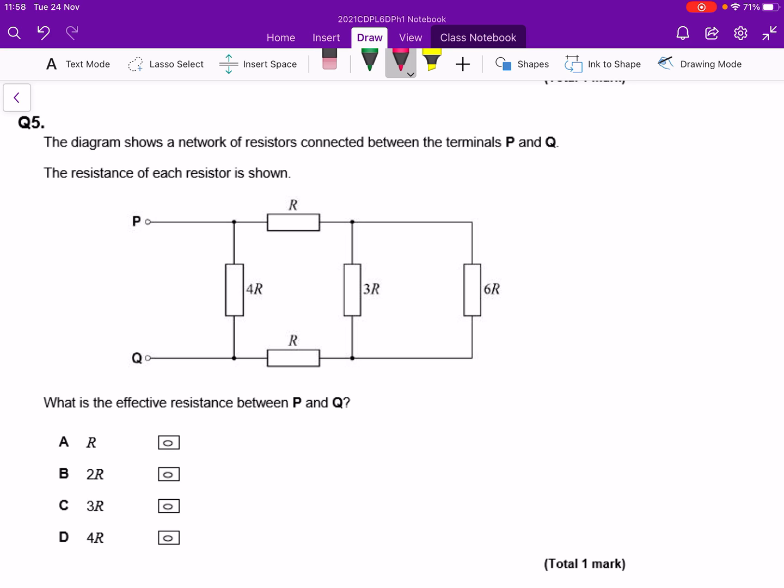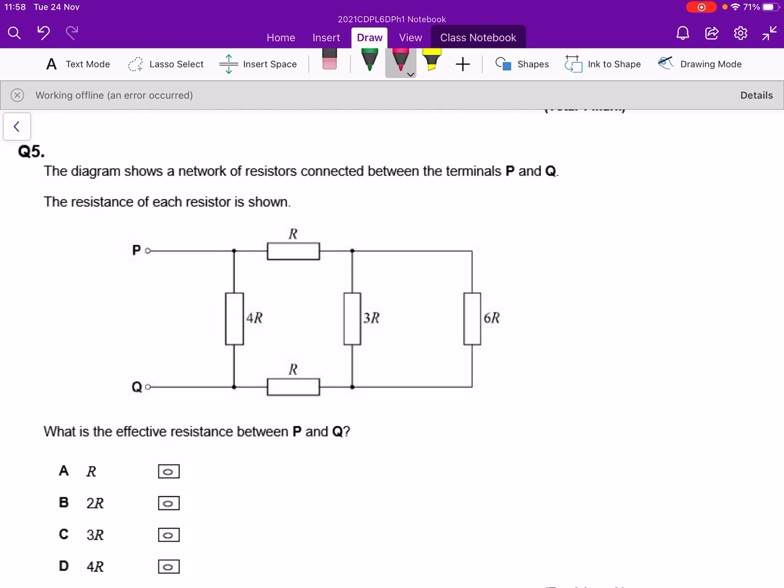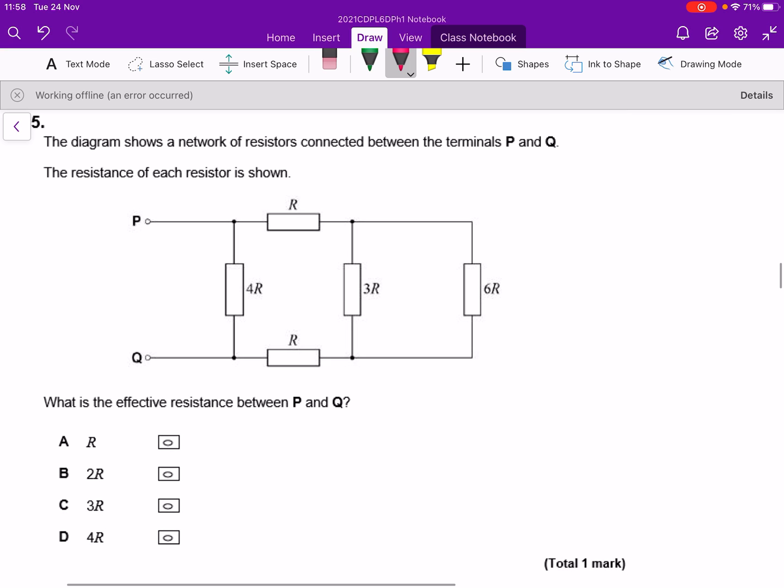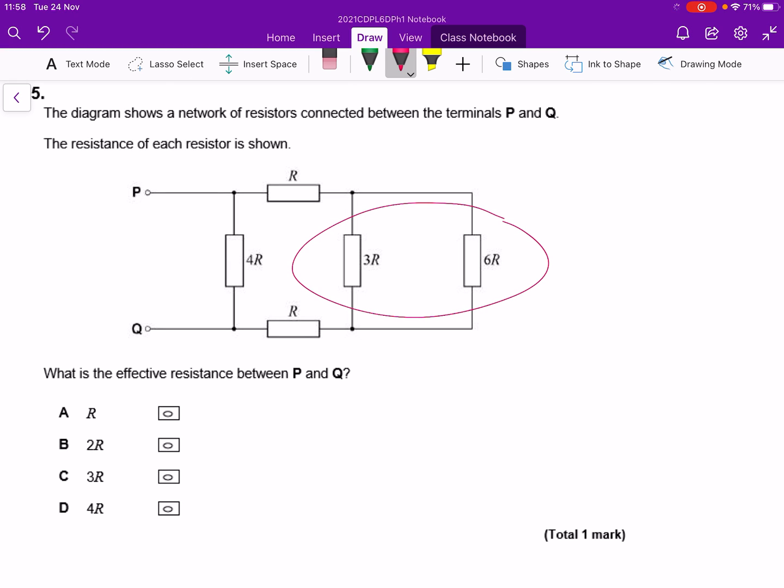Question 5, what's the effective resistance between P and Q? Okay, so we've got to combine these together bit by bit. First thing we can do is combine those two, which are in parallel. So this is 1 over 6 plus 1 over 3, and then 1 over the answer. So those two together are effectively worth 2 ohms. Let's put a box around them. They're worth 2 ohms.